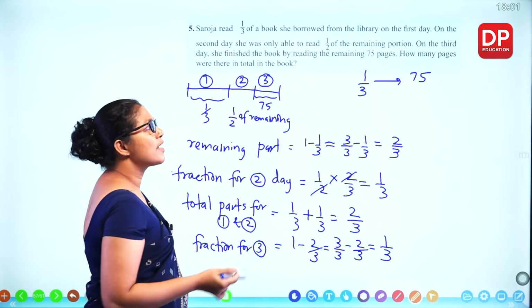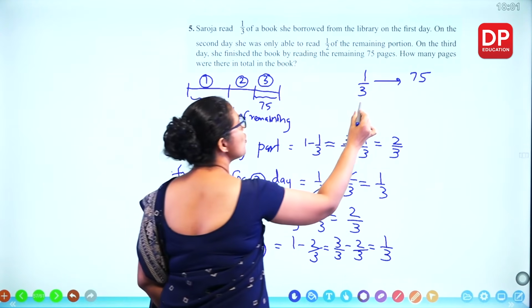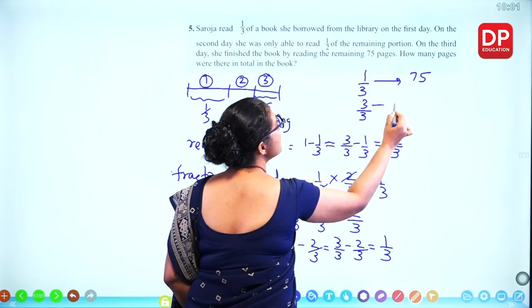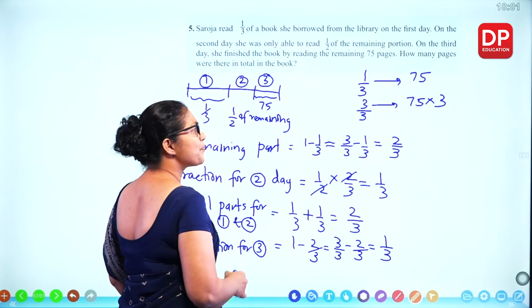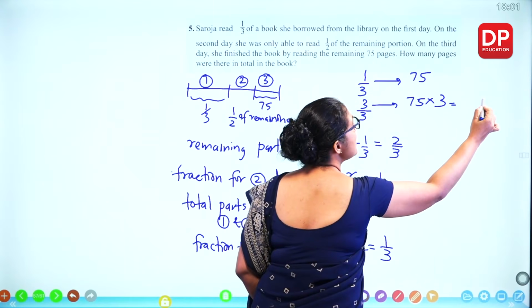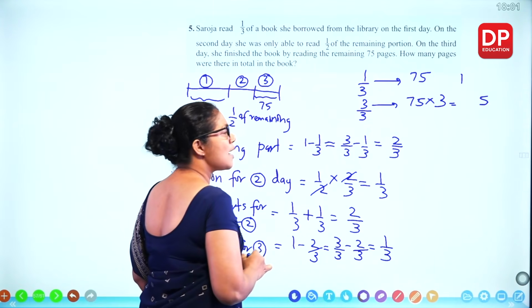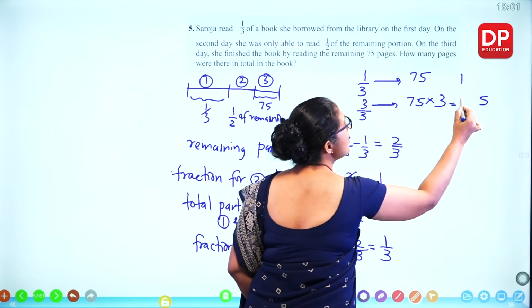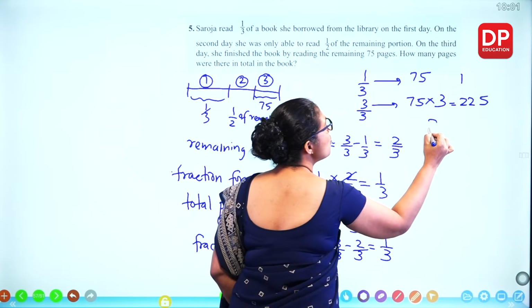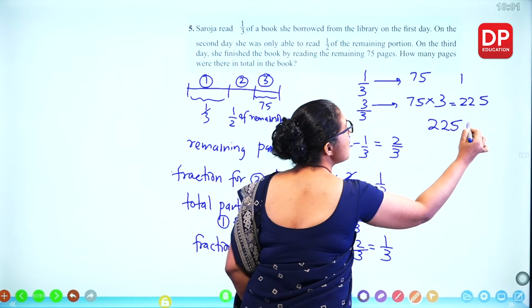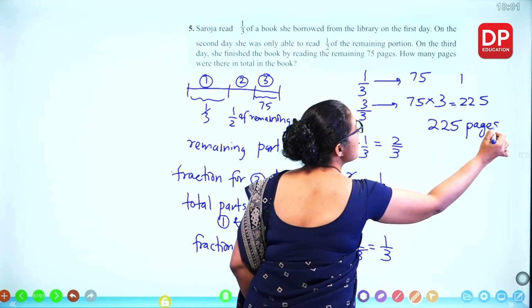The full book is 3 parts. So you need to multiply this by 3. 3 times 5, 15. 1 remaining. 3 times 7, 21 plus 1, 22. So how many pages? 225 pages altogether.